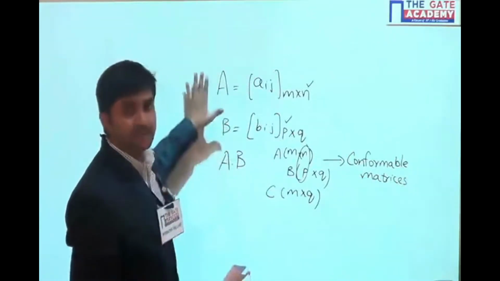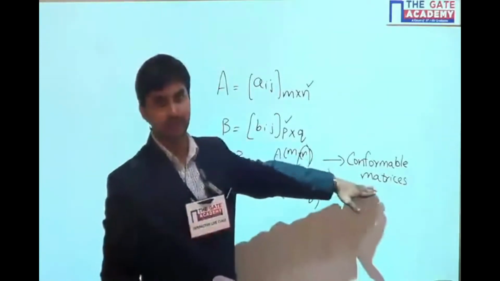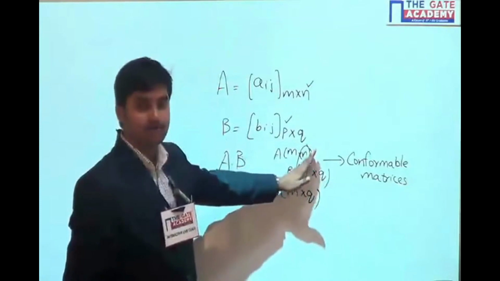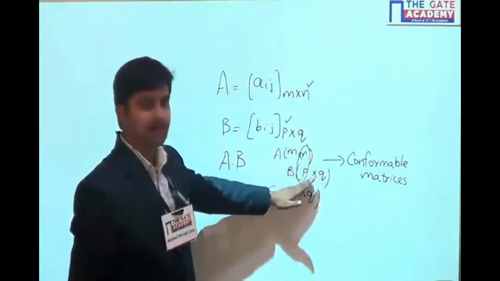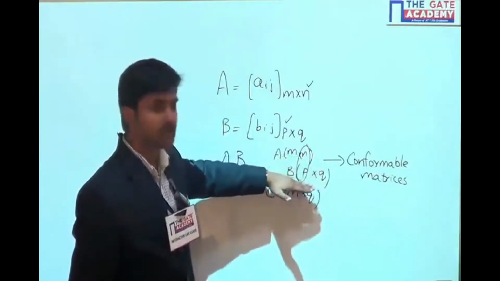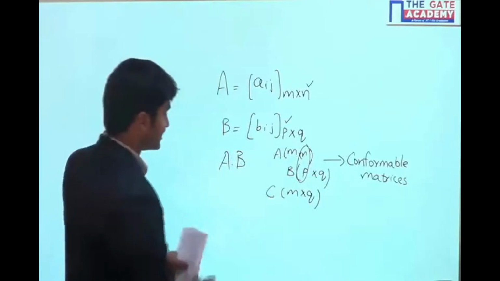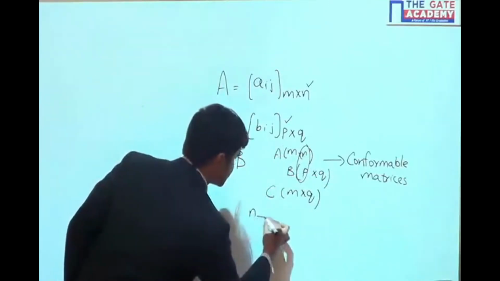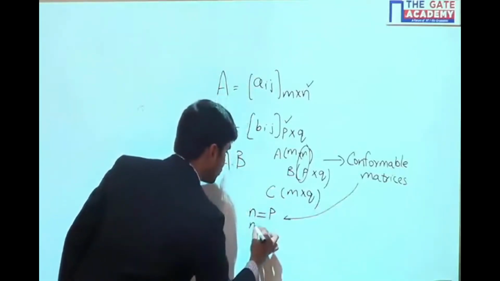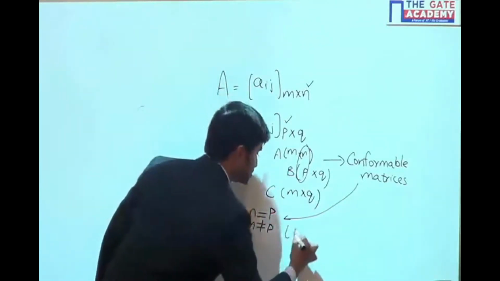In order to multiply two matrices A and B, they have to be conformable. By conformable, I mean the number of columns of the first matrix A should be equal to the number of rows of the second matrix B. If the value of n is equal to p, we call it a conformable matrix. If the value of n is not equal to the value of p, then the multiplication is undefined.